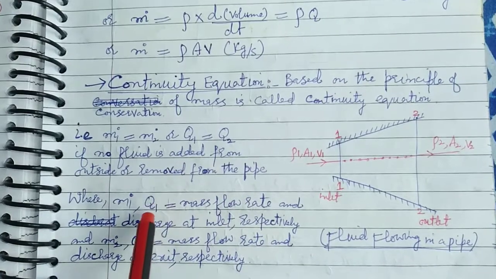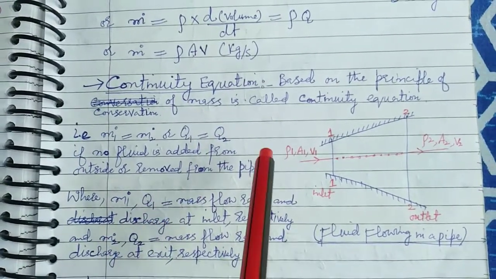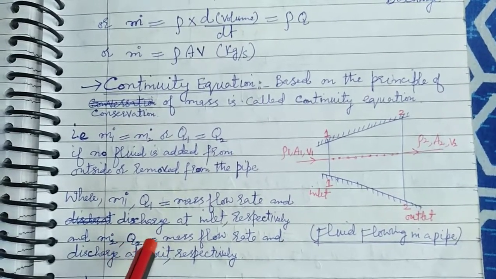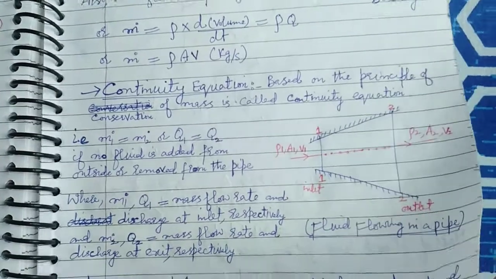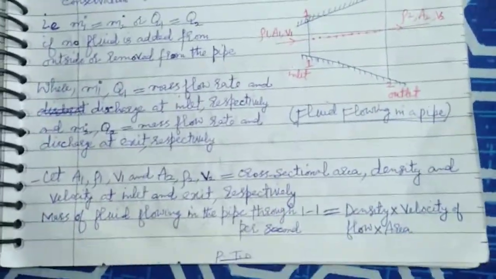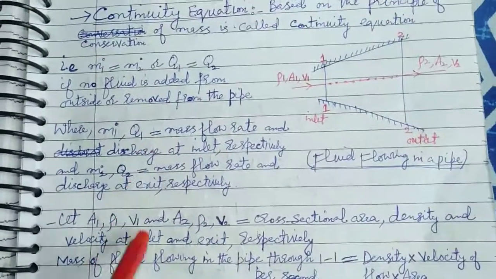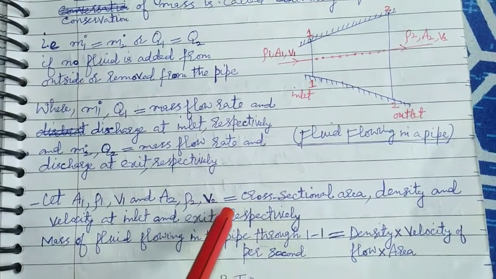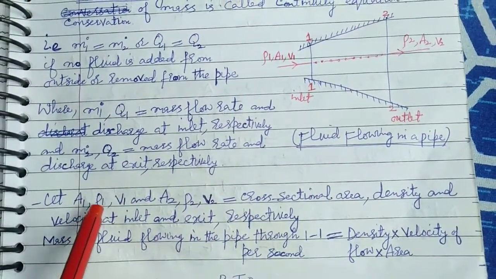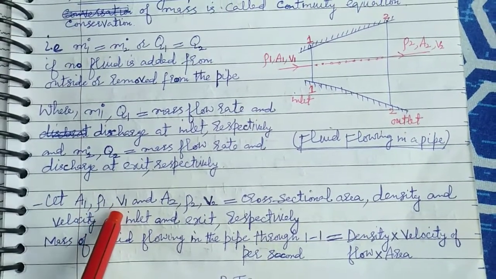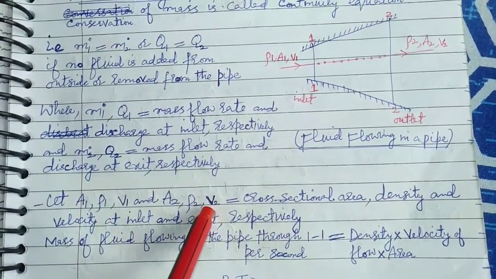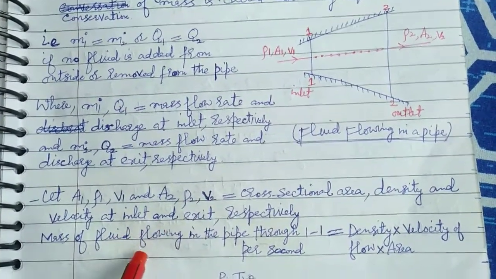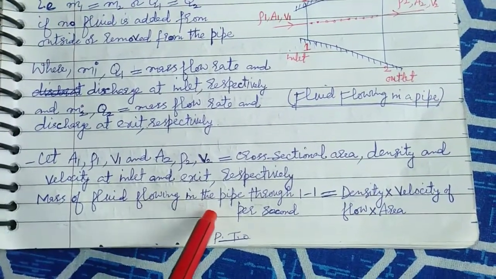Let us move forward. As I told you, m1, Q1 and m2, Q2 represent the mass flow rate and discharge at inlet and outlet. A1, rho 1, and V1 represent the area of cross section, density, and velocity at inlet, and A2, rho 2, and V2 represent the area of cross section, density, and velocity at outlet.